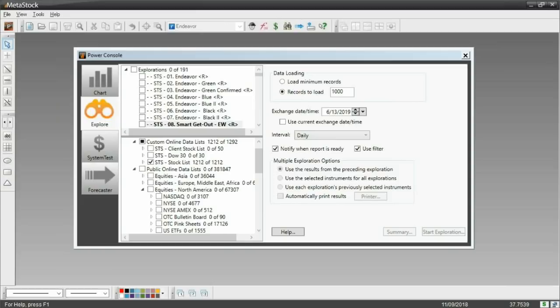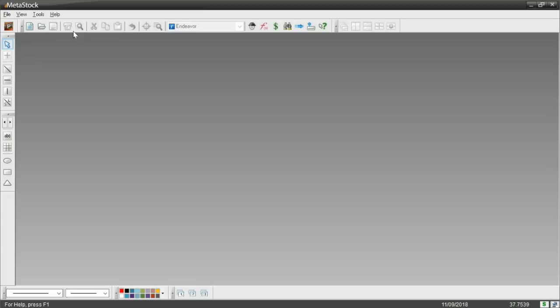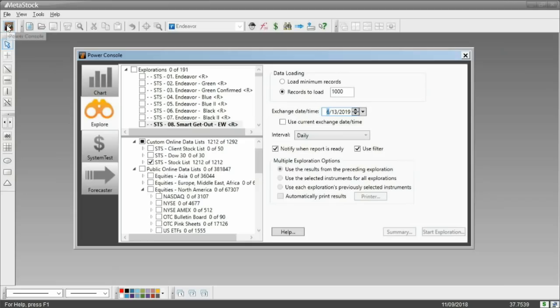So what I have up right now is the power console. I'll actually get out and go back in. We come up here to the far left, click on the P for power console, and now we're going to get a list of all the different signals that the Endeavor program has. Right now, though, we're only going to focus on the greens, which are these two.